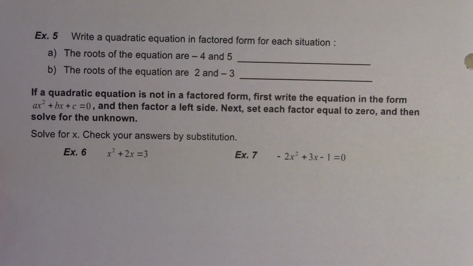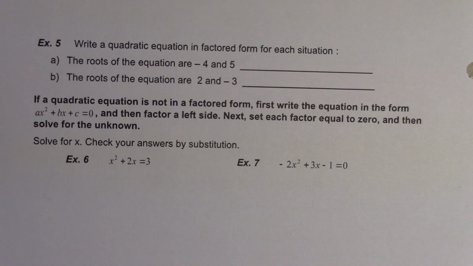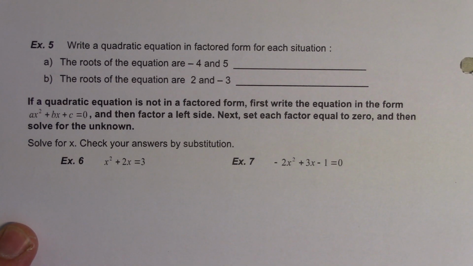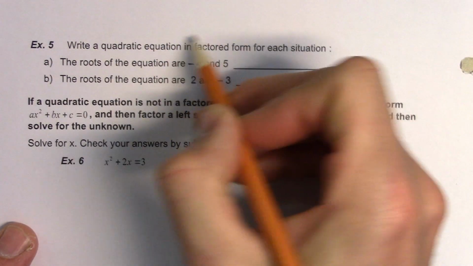Okay, example 5. Write a quadratic equation in factored form for each situation. The roots of the equation are -4 and 5. Douglas is going to figure this out. So we need to write a quadratic equation in factored form. What does that look like, first of all? Who can help Douglas out? Tell us what a quadratic equation in factored form looks like.